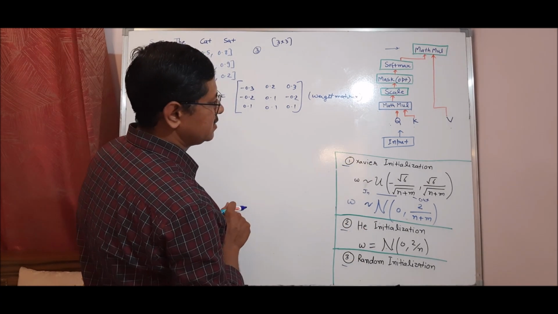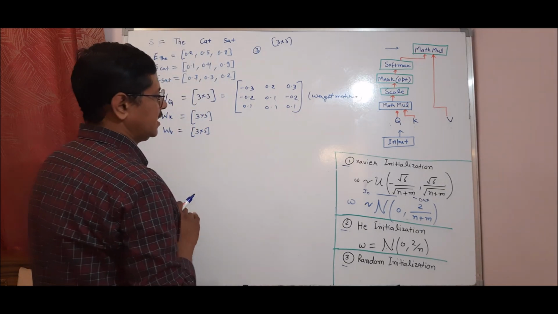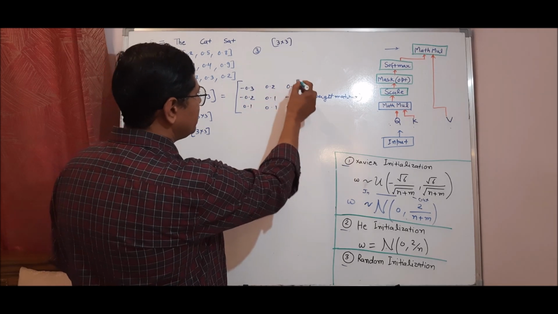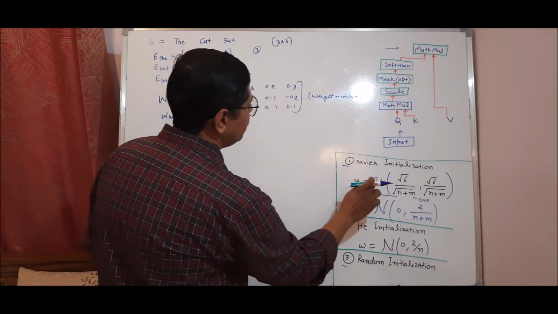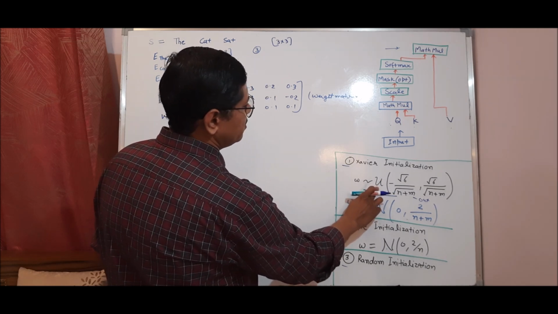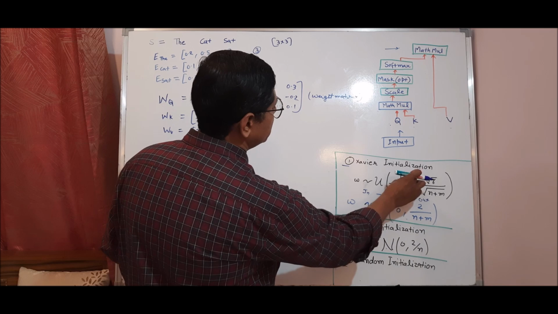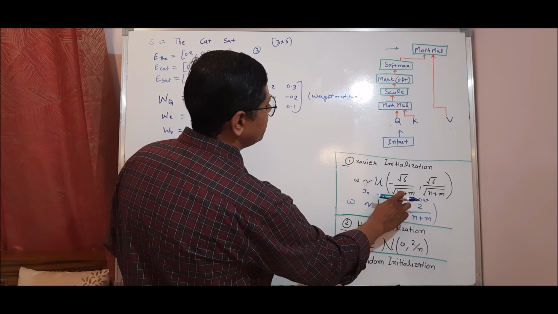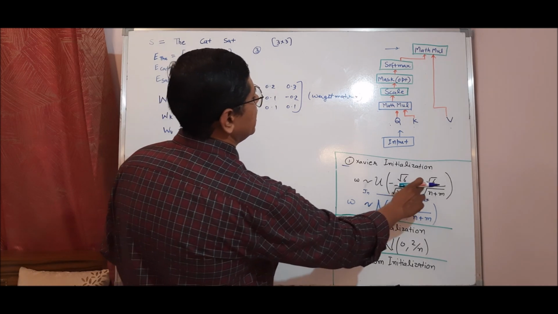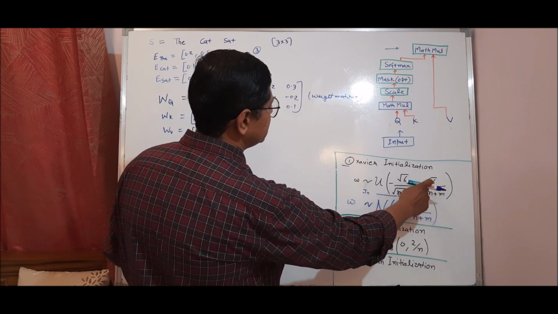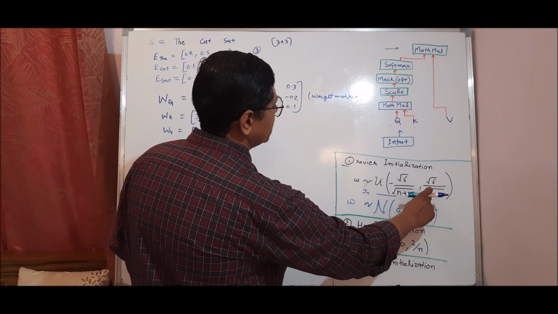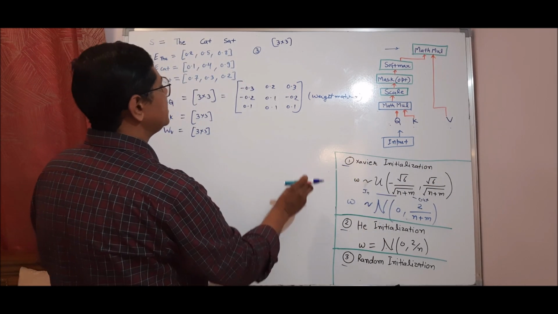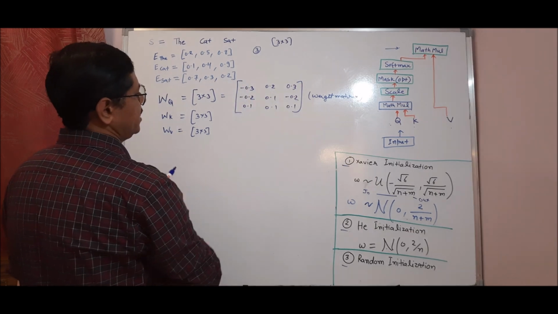First is Xavier initialization. According to Xavier initialization, we can fill the 3 by 3 matrix by randomly selecting points which are uniformly distributed between the range minus root of 6 divided by root of n plus m, where n is the input dimension and m is the output dimension, and the upper range is root of 6 divided by root of n plus m. So between that range, we select uniformly distributed points and fill this random matrix.